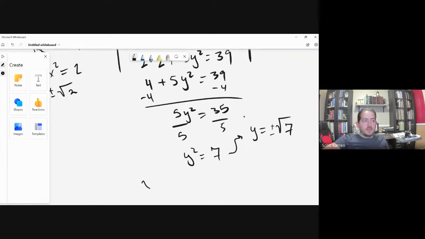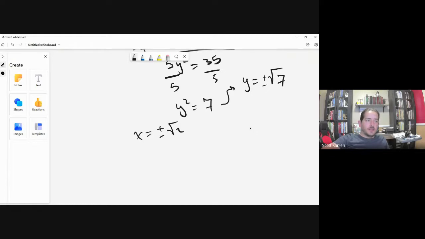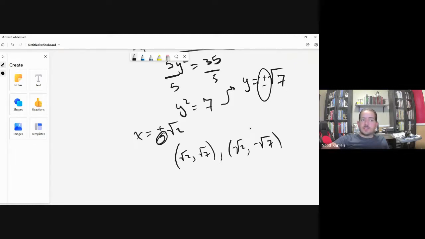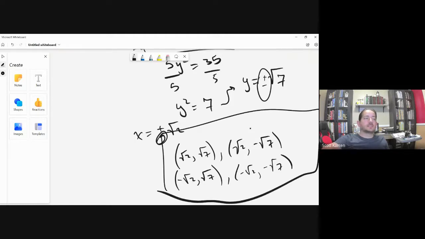But again, this applied for x is both the positive and the negative square root of 2, so there's actually 4 answers here. If x is the square root of 2, I get both the positive or negative root 7, so I get root 7. But I also get, if x was root 2, I get negative root 7. But this also applies to if x is negative, so I should have negative root 2 and root 7. And also negative root 2 and negative root 7. And so there's 4 answers, which makes sense with these shapes.